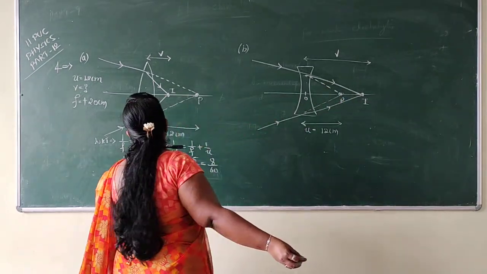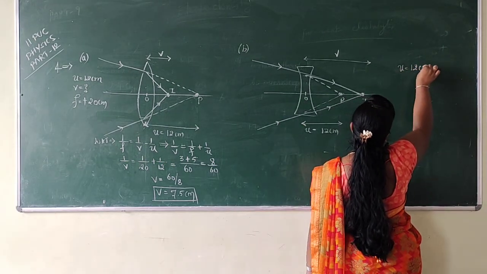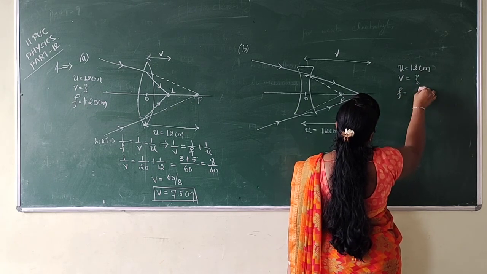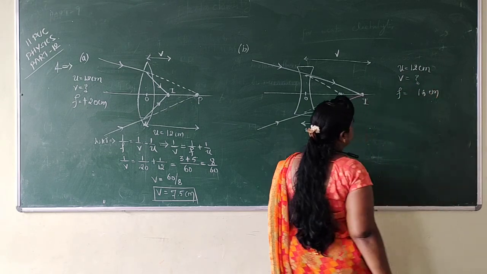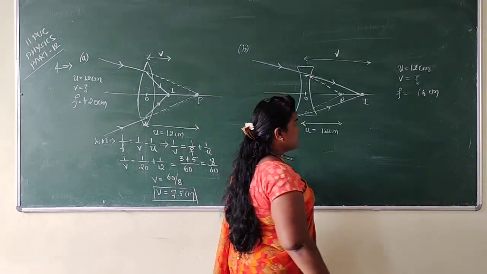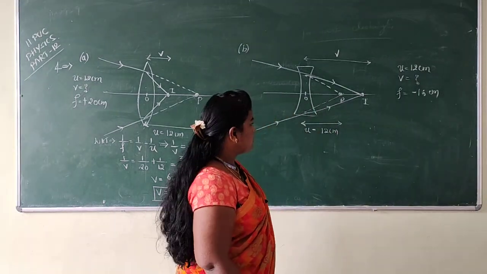So let us write the given values. So what is object distance? It is equal to 12 centimeter. What is V? We should calculate. Question mark. Focal length is 16 centimeter. We know that already. For concave lens, always the focal length is negative. So F is equal to minus 16 centimeter.